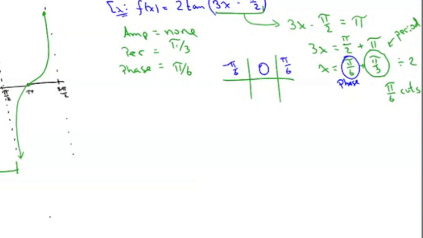But then you have to deal with the phase shift. So I have to add on pi over 6. Now, this pi over 6 is different than this one. This is the cuts. This is actually the shift. So pi over 6 plus negative pi over 6 is 0. 0 plus pi over 6 is pi over 6. And pi over 6 plus pi over 6 is pi over 3. And then we can graph them. Here's 0, pi over 6, pi over 3.